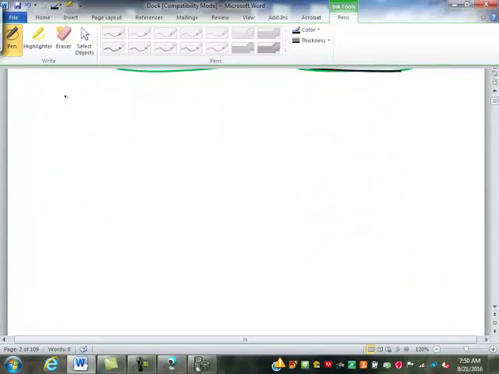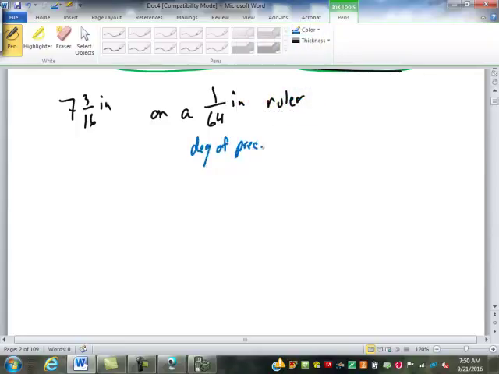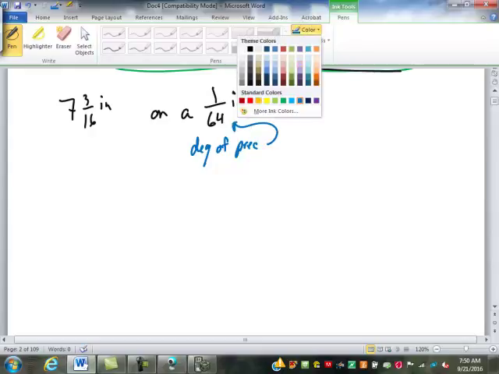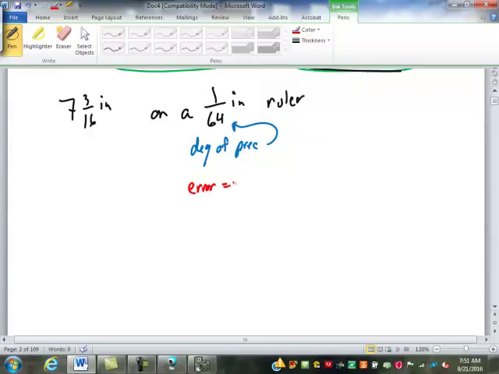So if, let's say, we measure 7 3/16 inches on a 1/64 inch ruler. I've seen steel rulers down to a 1/64 of an inch. They're really tough to read because you have to get really close to them and have good light to see them. But I've seen them down to a 1/64 of an inch. So that means the degree of precision is a 1/64 of an inch. So what's the error? Plus or minus 1/128 of an inch.